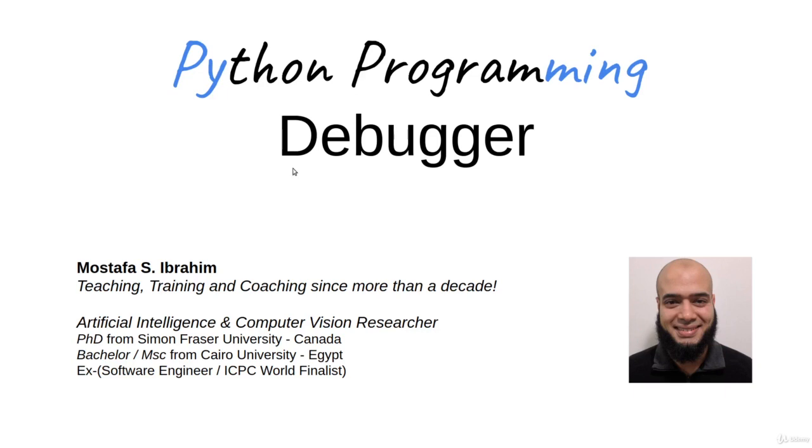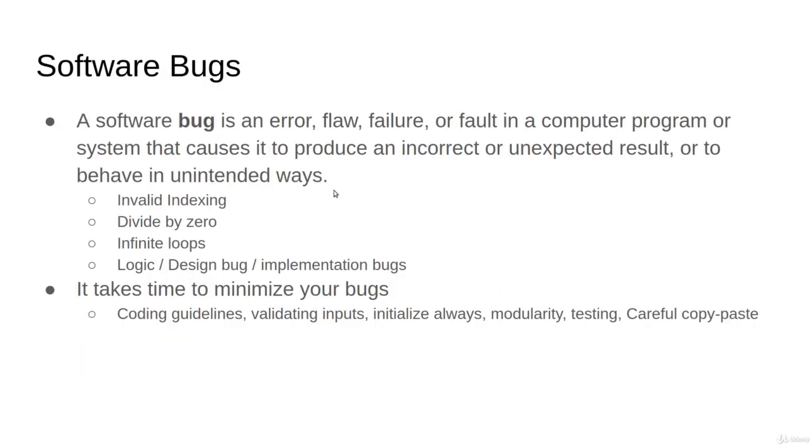One of the fundamental features in many programming languages is what we call debuggers. But let's first know about the word bugs. The word bugs in software and in computer science has a specific meaning, which is an error or some failure or fault in your program.